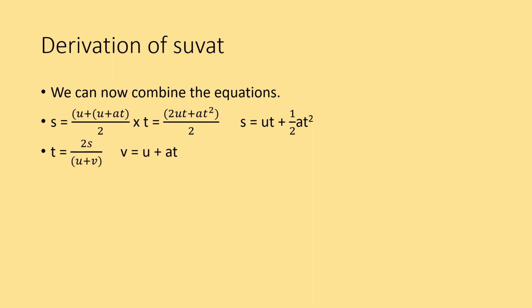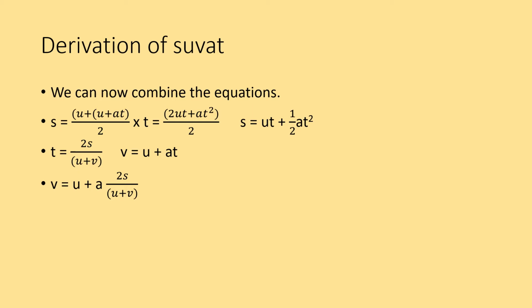All right. Now, we can also, with a little bit of derivation of the previous one, say that the time is equal to twice the displacement divided by u plus v. And this is from the average velocity equation we looked at before. And again, we can say that v equals u plus at. This is where it gets a little bit trickier.